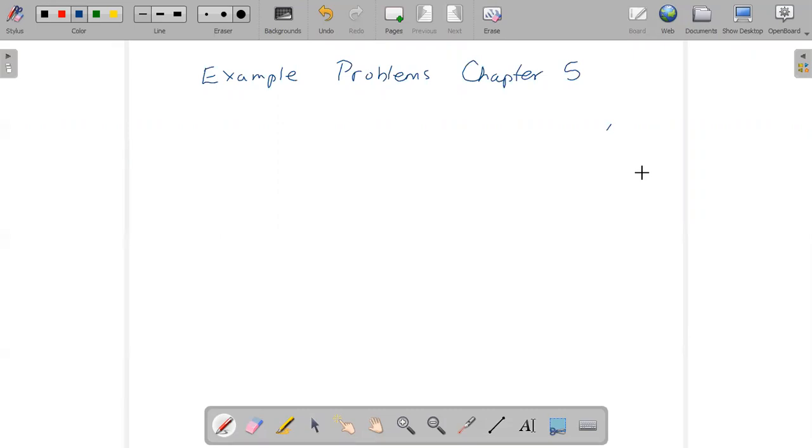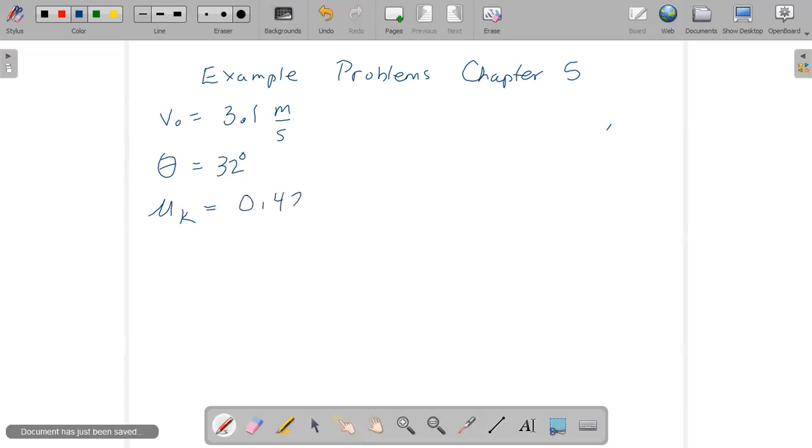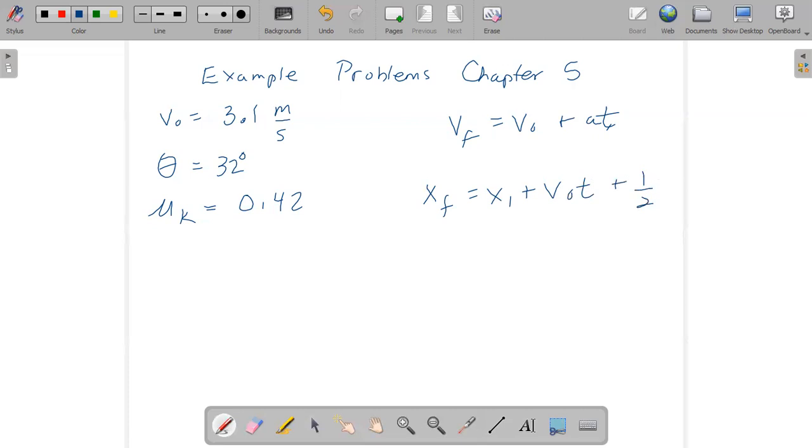I like the way they solved it. It was interesting. Let's see. V naught equals 3.1 meters per second. Theta equals 32 degrees. Mu k equals 0.42. And remember, that is a unitless number. All right, so we're using V final equals V naught plus acceleration times time, and X final equals X initial plus V naught T plus 1/2 A T squared.